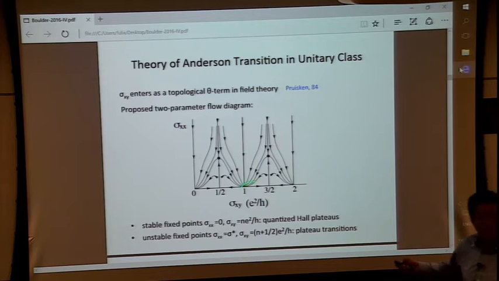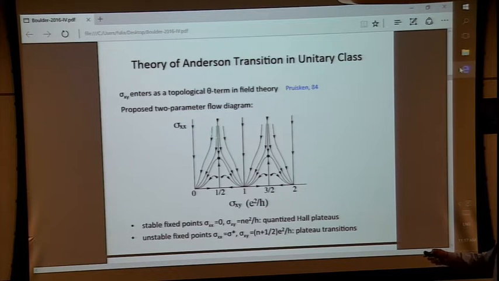Okay, so what this flow diagram predicts is the following: if we start with a system at size L, then depending on what the value of sigma xy is at the system size L, as you increase the system size or as you go to lower temperature, you end up at different fixed points. So generically, if you start with sigma xy less than 1/2, you flow to 0. And if you start with sigma xy greater than 1/2 e squared over h, you flow to this e squared over h. Now you can think of this as one consequence of this flow diagram.